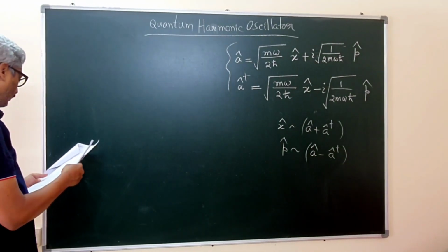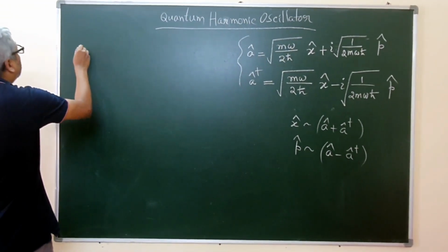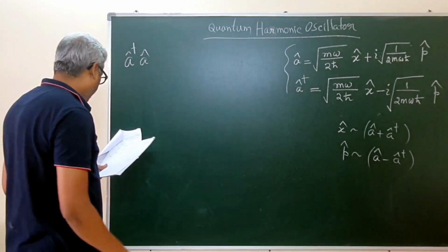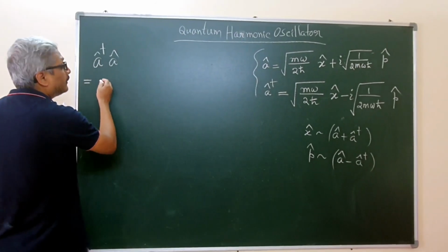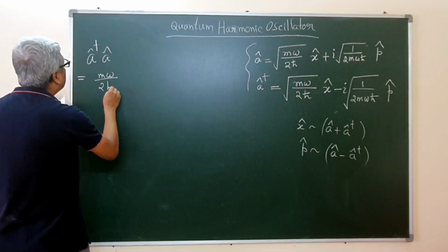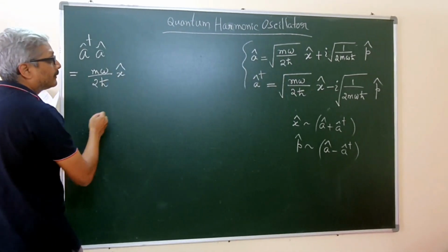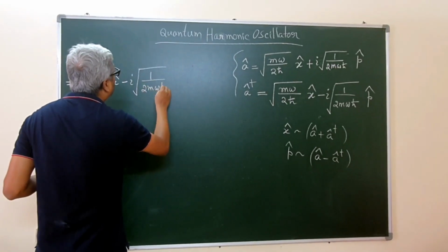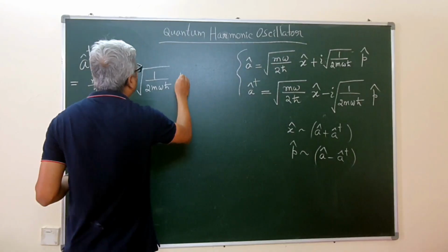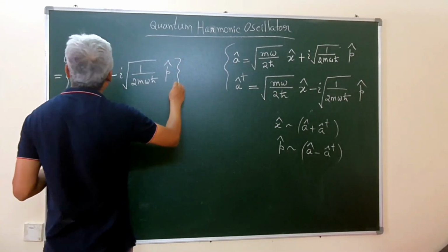So let us now calculate the operator a dagger a. What is a dagger? It is the operator square root of m omega by 2 h bar times x, minus i times square root of 1 by 2 m omega h bar times p. So this is a dagger.